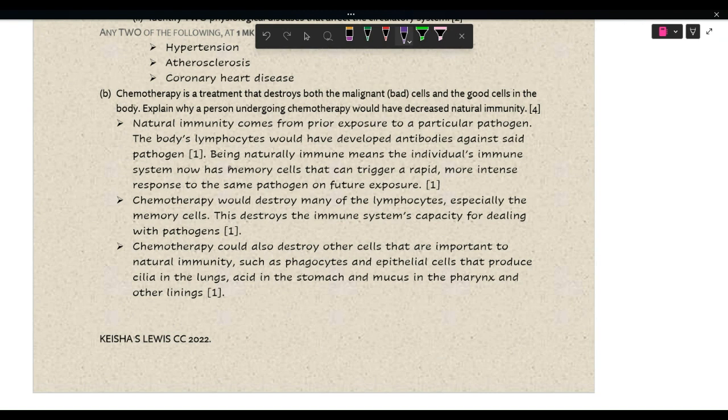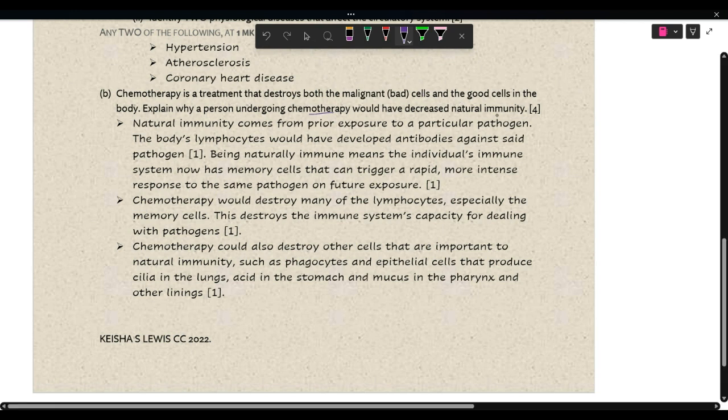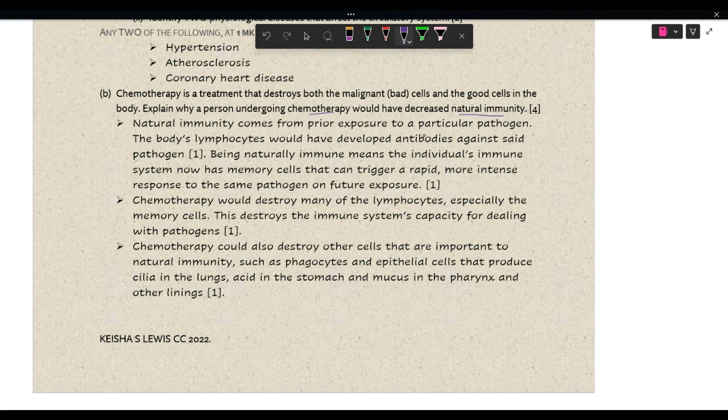Right, so we have here part B, and we're being asked to explain why chemotherapy has an impact on natural immunity. And the opener provided the fact that chemotherapy destroys both bad cells and good cells. So that also gives us a hint that we want to focus on cells, right? So we're looking at how the destruction of good cells has an impact on natural immunity.